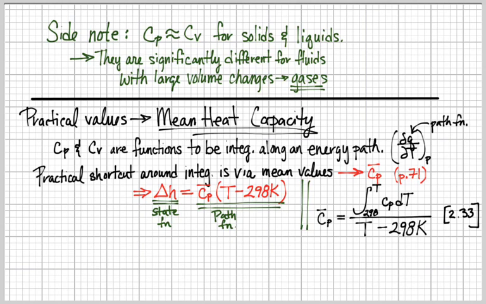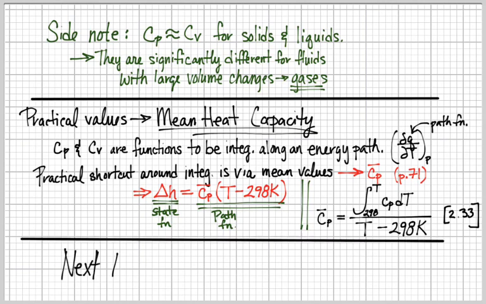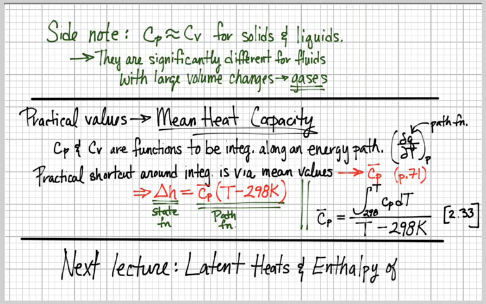Okay? All right. So in the next lecture, we are going to be taking on latent heats and the enthalpy of reactions. So we spent most of today going through the relationships of heat capacity, and that is sensible heat change, or the specific heat tied to sensible heat change. And we explored that for constant volume, tied to internal energy, and for constant pressure, tied to enthalpy change.